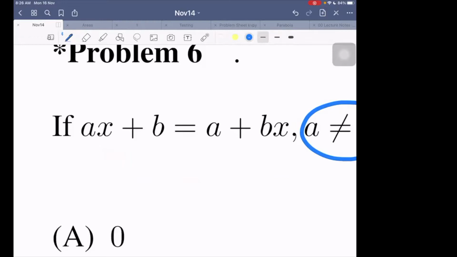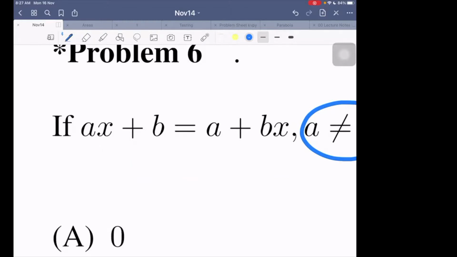LHS is a plus b and your RHS is? When you put x equal to 1, it satisfies, right? So when you put x is equal to 1, the equation is being satisfied. So that value of x, which satisfies our equation, is what we call the solution.